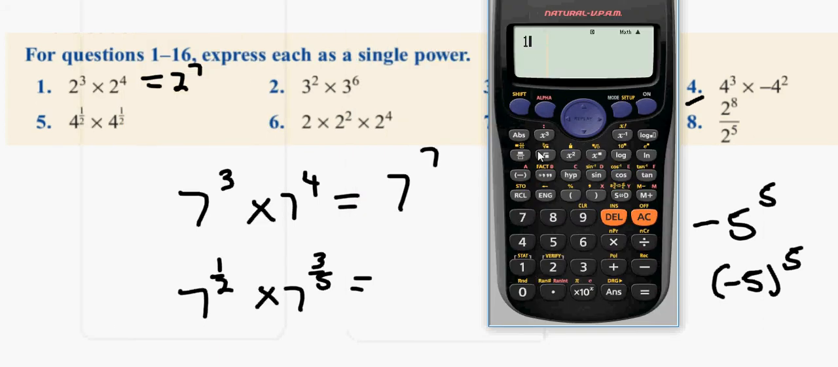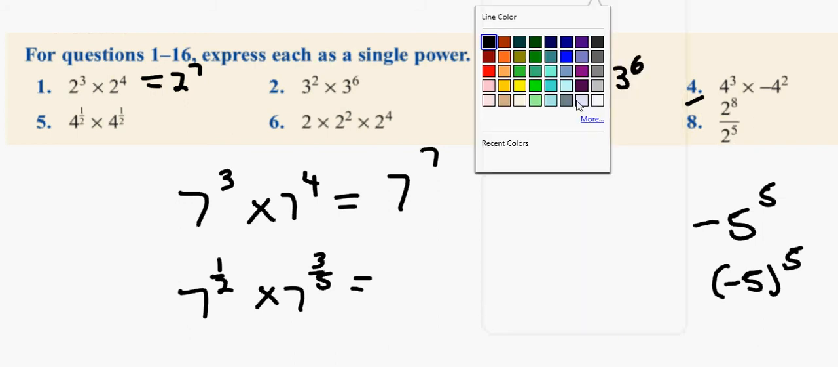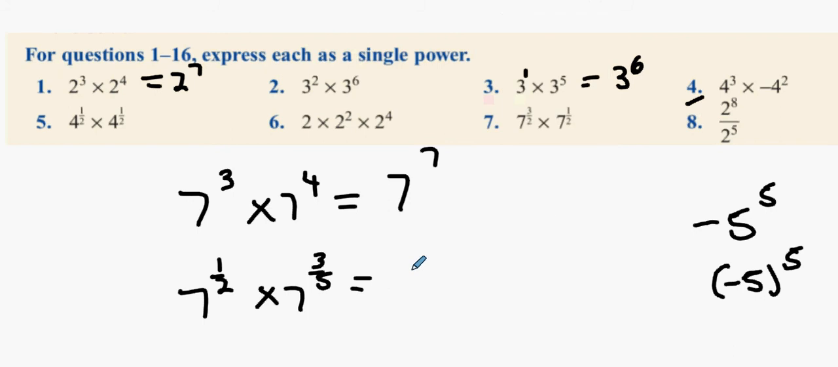So it's a half plus 3 over 5. And what you get? 11 over 10. So this answer is in fact 7 to the power of 11 over 10. Does that make sense?